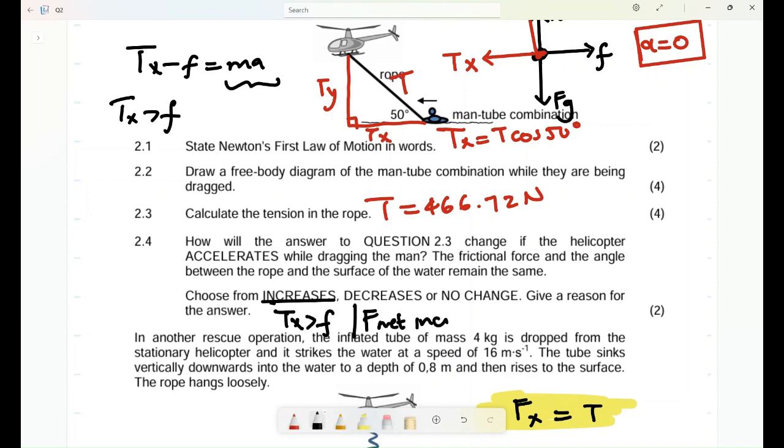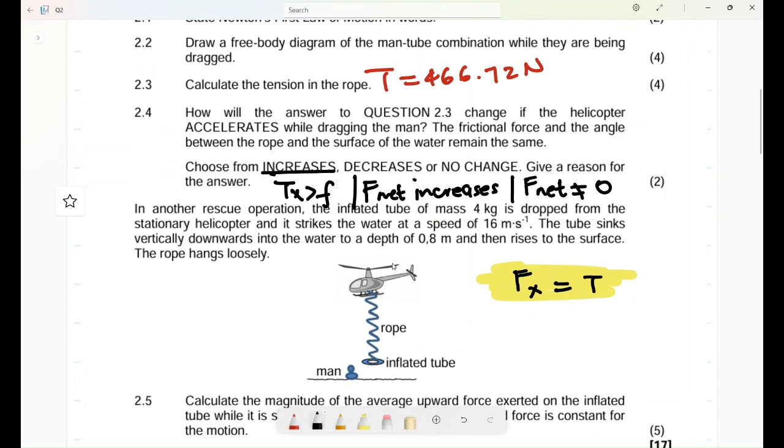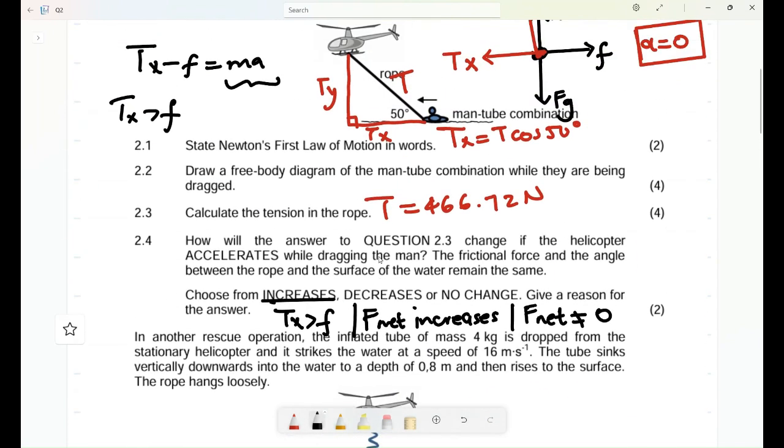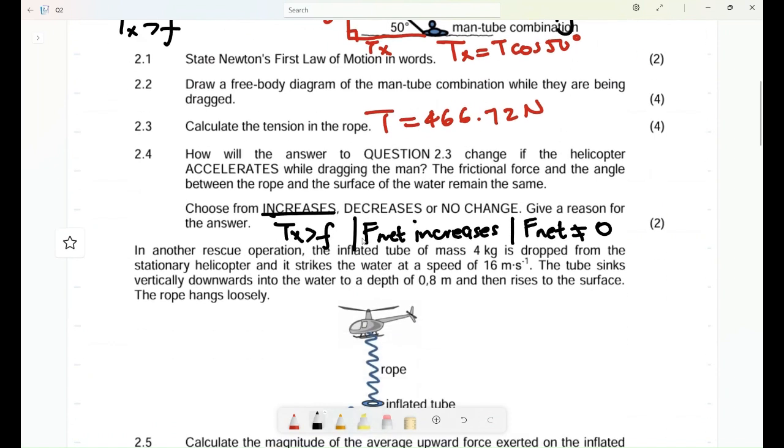Now there's an F net. Again, F net increases, or you can say F net is not 0. F net is not equal to 0, so hence there is an acceleration. I think they are accepted. You can check the marking guideline, but I think this should be more or less like that. Okay, now let's move on to the next question.